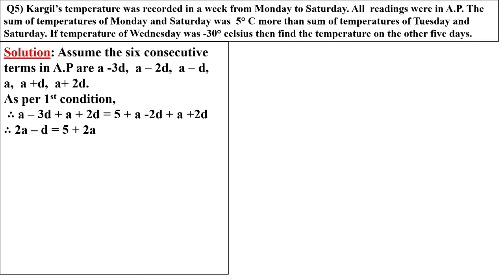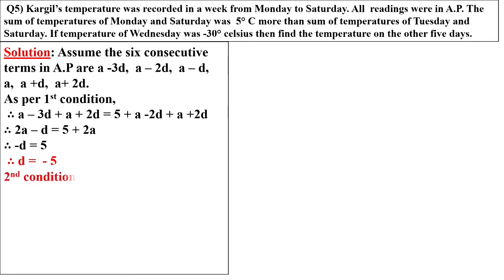A plus A is 2A, minus D, and plus 2D is cut. Now plus 2A is given here and plus 2A is given on the left side also. Both will cut. So what remains? Minus D equal to 5. So the minus sign will go to the 5, and D equals minus 5. Here we got the value of D as minus 5.